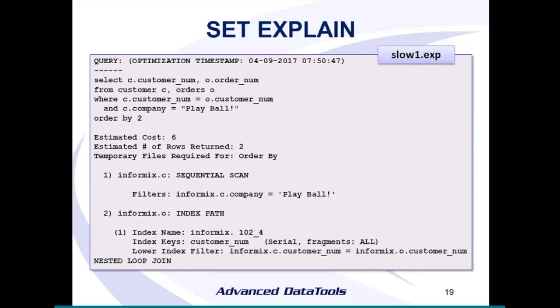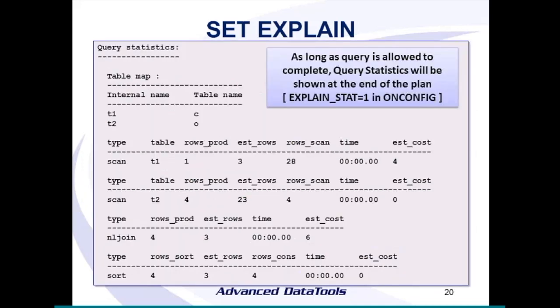So here's an example of a query plan, and it begins with the query itself, some other information, and then details of how Informix optimized that query. Now, if the query is allowed to complete, and you've got explain stat equals 1 in your onConfig file, once the query is done, the explain file will then have some information on the query statistics. So this is really useful for getting a breakdown of how long each part of executing that query took.